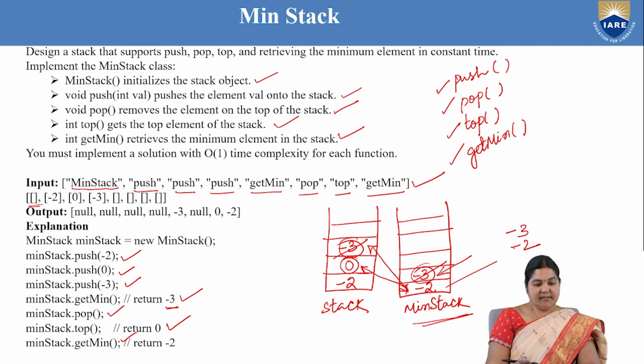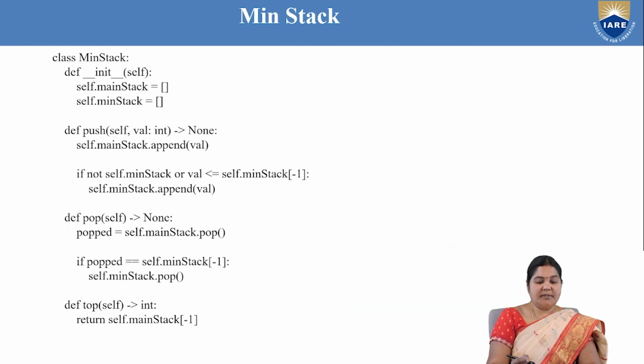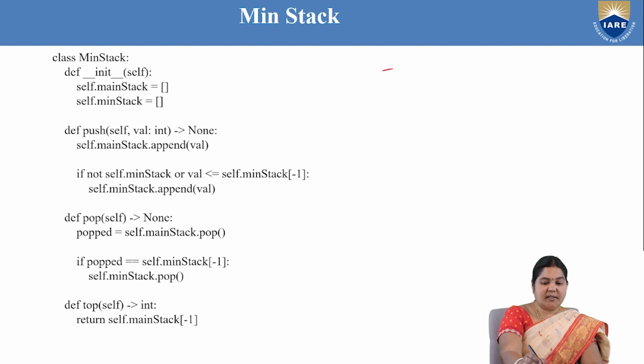Now let us note down the test case. Okay. Now what are the elements we have to push? So the elements are minus 2, 0, minus 3. Okay. These 3 elements. So let me write it down. Push of minus 2 I have to do. Then I have to do push of 0. Then I have to do push of minus 3.